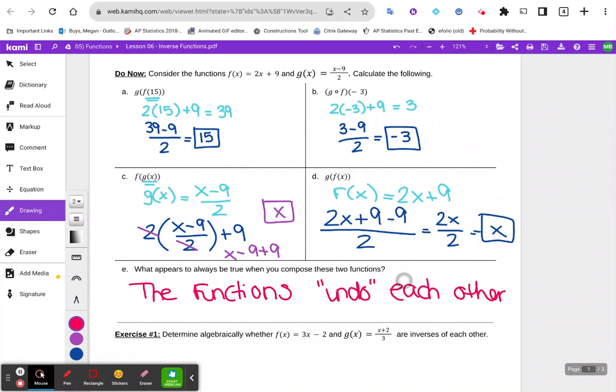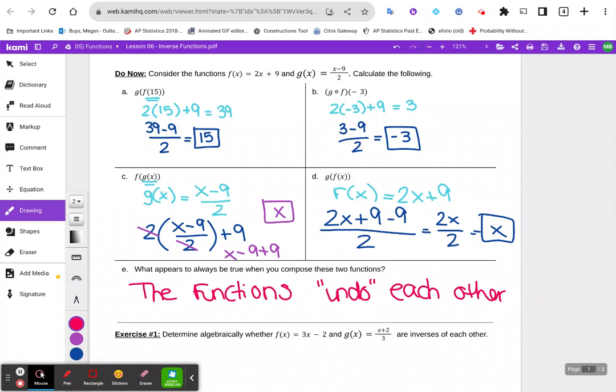Now, C and D mean we're plugging in the actual function. So g of x already is what it is. It's x minus 9 divided by 2, as we see. So if I plug that into f, where x was, I get 2 times that whole g of x plus 9. And what's going to happen is those 2's are going to cancel out. And I have x minus 9 plus 9, and I have a final answer of x. Same thing, if I have f of x, 2x plus 9, if I plug that in for the x of g of x, I get back to x.